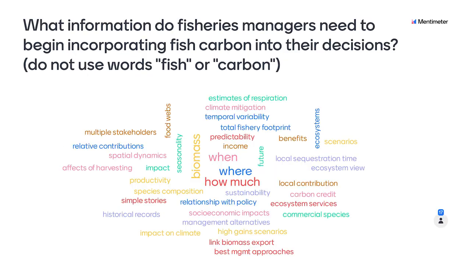And finally, you answered the question, what information do fisheries managers need to begin incorporating this into their decisions? This was way more diverse. Biomass was again one of the big ones, but there are a lot of different ways this can go into fisheries management: socioeconomics, what commercial species, the ecosystem services these fish provide, what stakeholders are involved, the effect of harvesting and climate, mitigation, and climate change. These are all things you included. These were really awesome discussions, and I'm really excited to see these results.